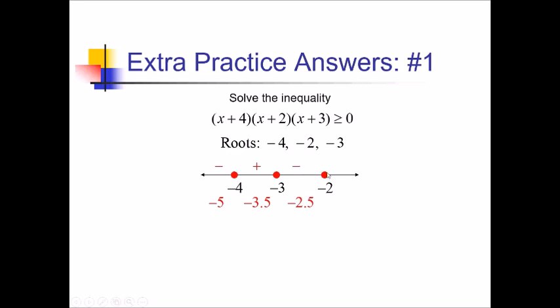And then finally, a number to the right of negative 2. Let me use 0. So 0 plus 4, plus 2, plus 3, that's positive in all three cases. So positive overall result for that. Now my inequality is saying greater than or equal to 0. That means I want all the positive intervals.